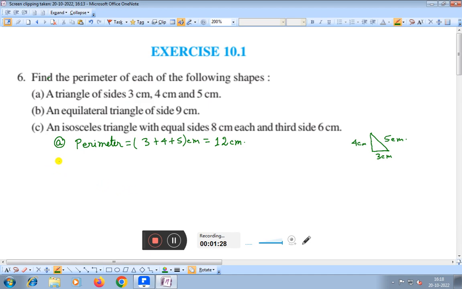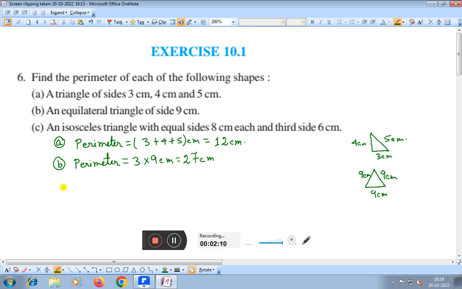Now question number B. Question number B is an equilateral triangle of side 9 centimeter. Equilateral means that all the sides are same. That is, all the sides are 9 centimeter. Therefore perimeter of this triangle is the sum of all the sides, that is 9 plus 9 plus 9, or you can write 3 into 9 centimeter. 3 into 9 centimeter, that is 3 nines are 27 centimeter.